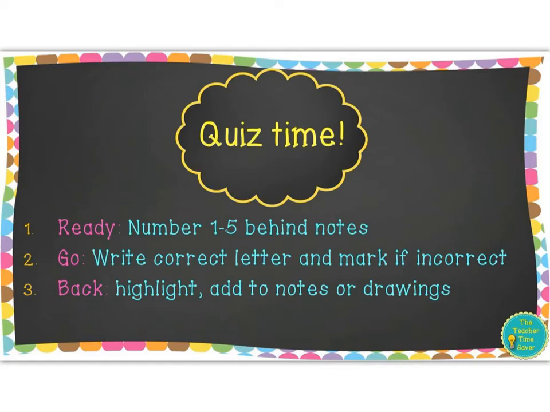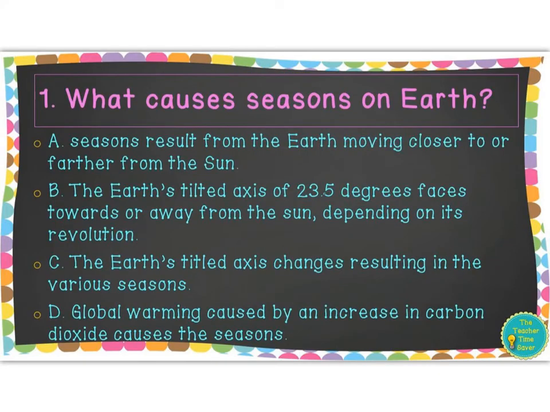All right, this is the quiz time. So this is the time where it would be important to take note of these questions and their answers. This is a good, helpful way to study for your upcoming quiz on Friday. All right, number 1, what causes seasons on Earth? The answer is the Earth's tilted axis is changing, resulting in various seasons. So again, it's the tilt. That's the big thing you want to know.